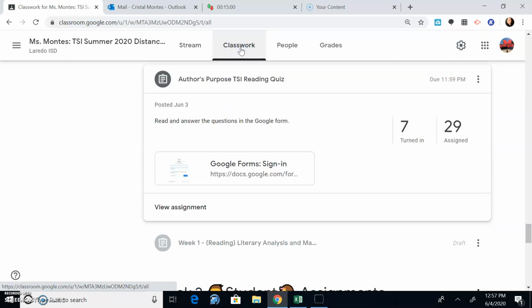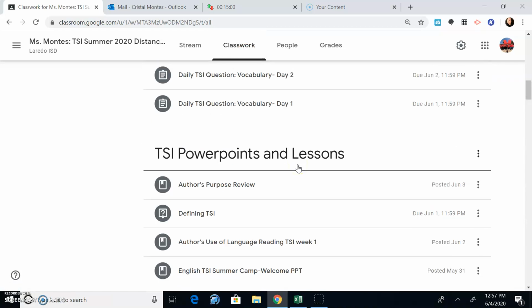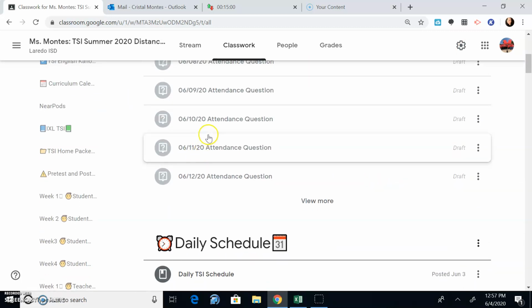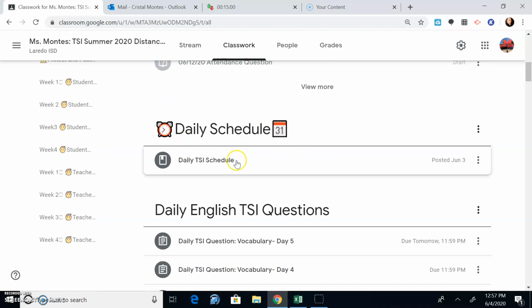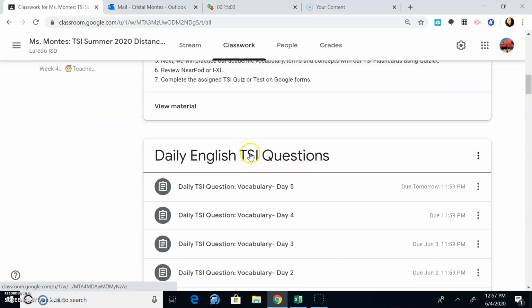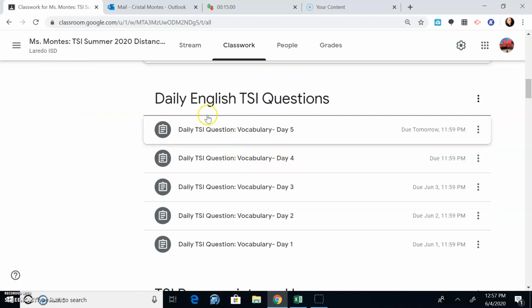When you click on classwork, I try to organize it the best way that would facilitate our learning. So we have the first thing here, we have our daily attendance. As you see, it's per day. Then we have our daily TSI schedule, which I just reviewed right now. Then I have been creating daily TSI questions every day for us to have that continuous practice. We do one together and then you answer the next one.